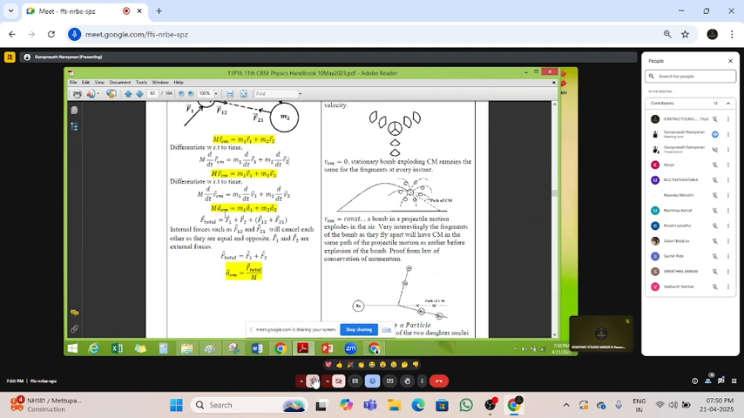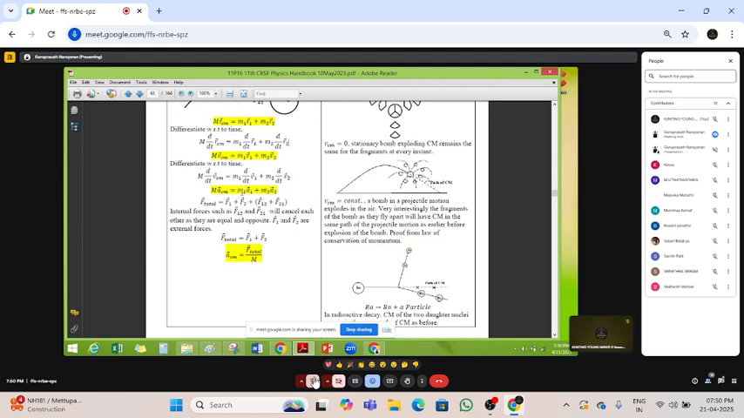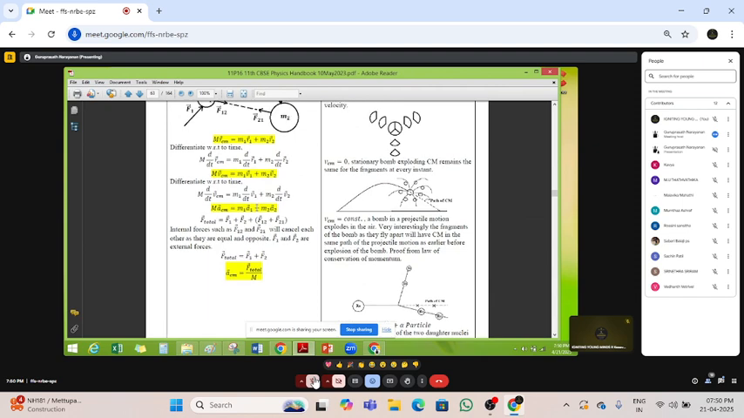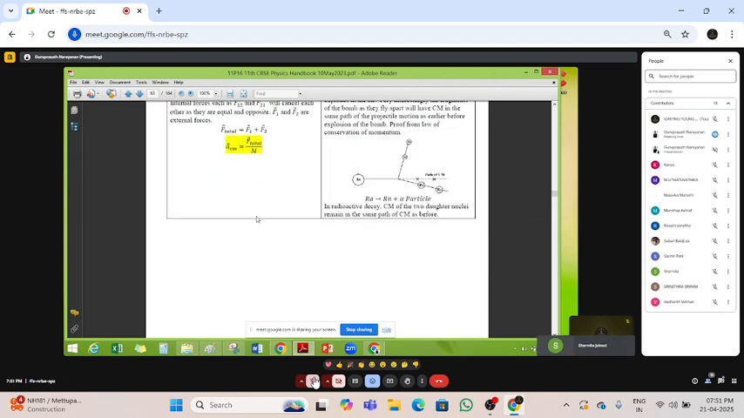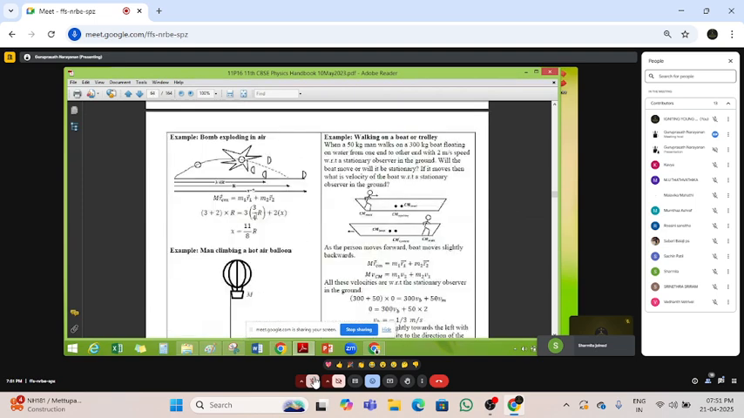And if I differentiate this, I will get this one, M ACM equals M1A1 plus M2A2. This is nothing but your F1 plus F2. That will give you the total force, F total. Okay, as you do some problems, I'm sure it will become easy. It's not very difficult.